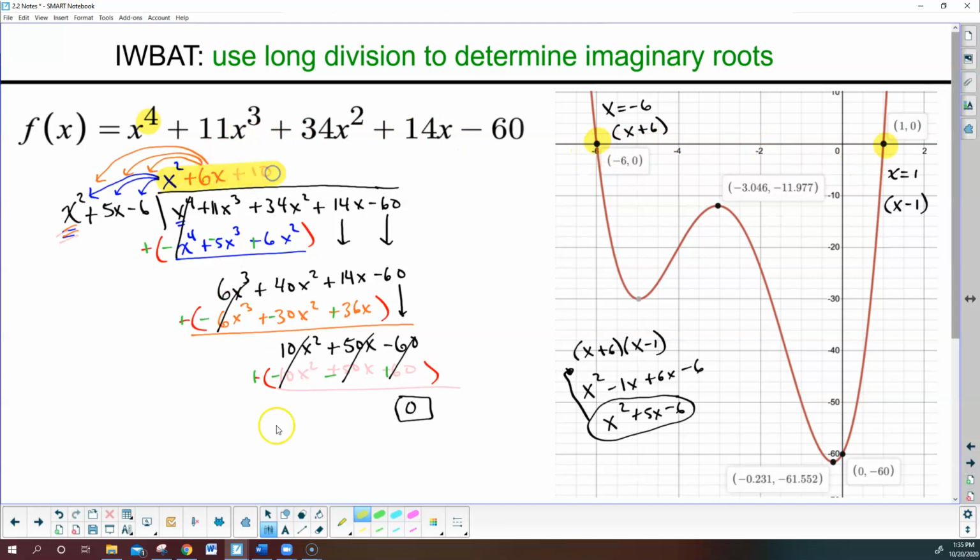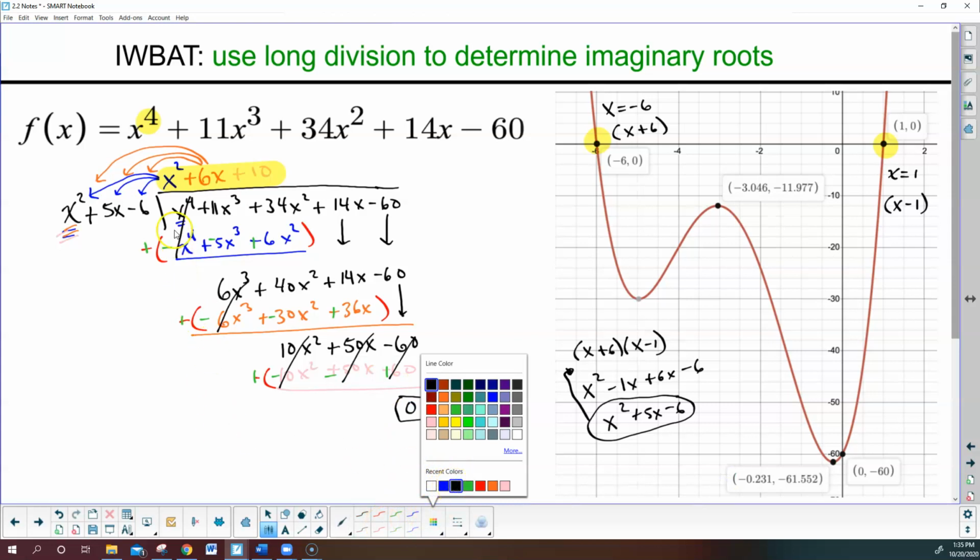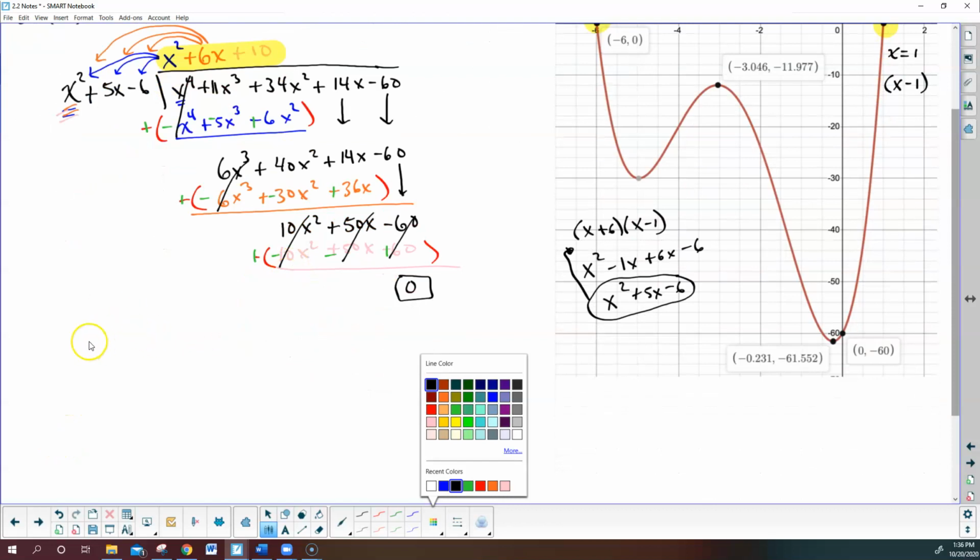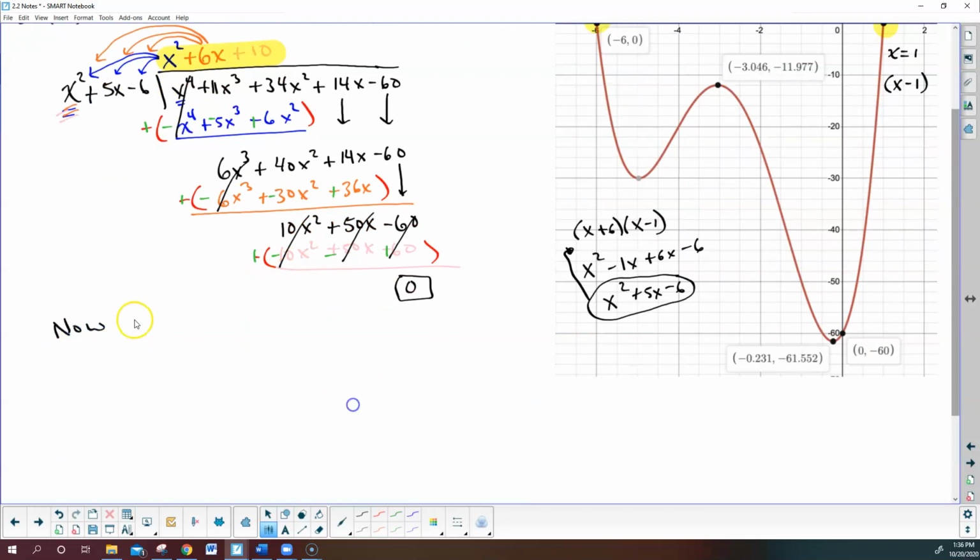But now we have to look at what's left over, because what's left over is an x squared, and this piece that's left over has two answers itself. So I have to solve that using whatever methods I know how. So I'm going to scroll down. Now I have to find the zeros of this function. There's a problem, though.